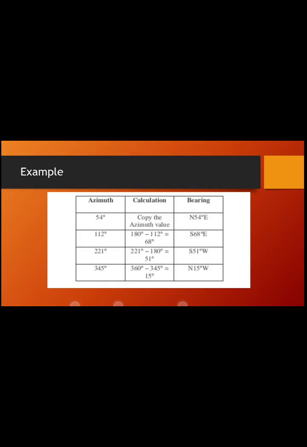From azimuth 221 degrees, in calculation, 221 degrees minus 180 degrees is equal to 41 degrees. So in bearing it will become southwest 41 degrees. And from azimuth 345 degrees, in calculation, 360 degrees minus 345 degrees is equal to 15 degrees. So in bearing it will become northwest 15 degrees.